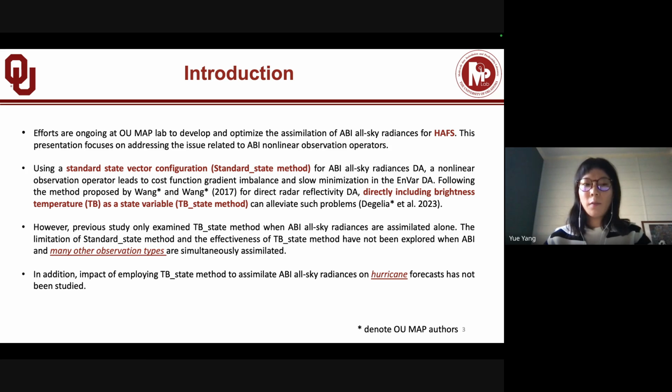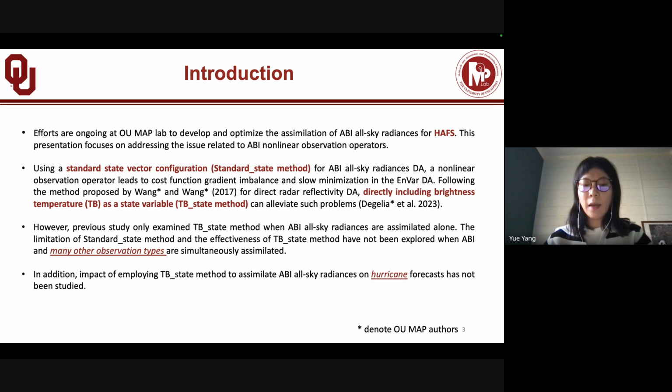Following the method proposed by Wang and Wang 2017 for direct radar reflectivity DA, directly including brightness temperature TB as a state variable can alleviate such problems for convective events. However, the previous study only examined the TB state method when ABI all-sky radiances are assimilated alone. The limitation of the standard state method and the effectiveness of the TB state method have not been explored when ABI and many other observation types are simultaneously assimilated.